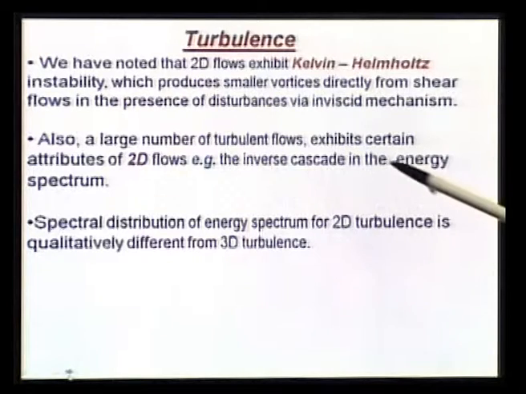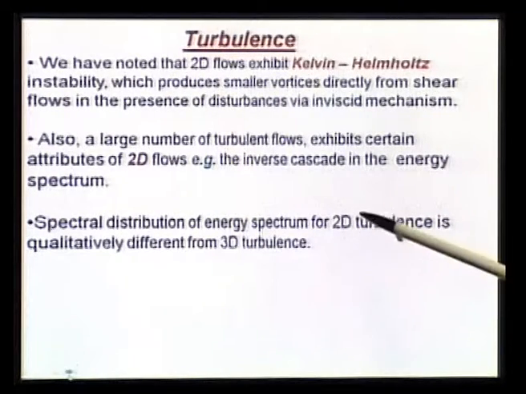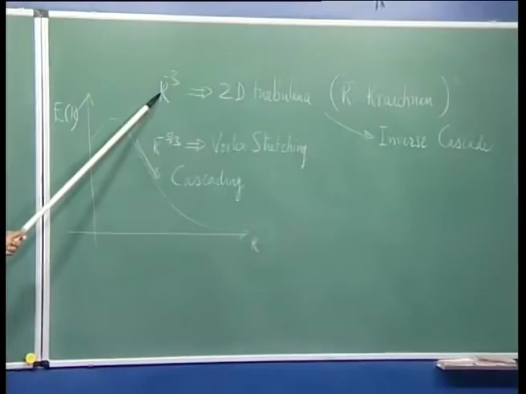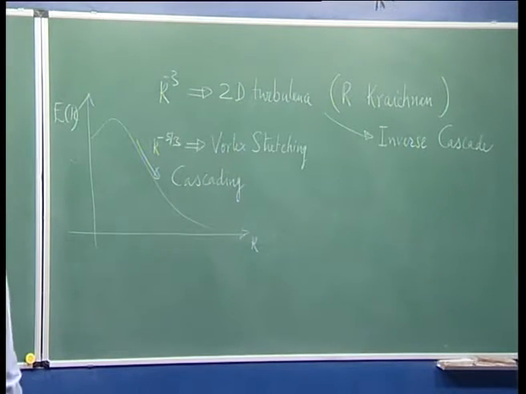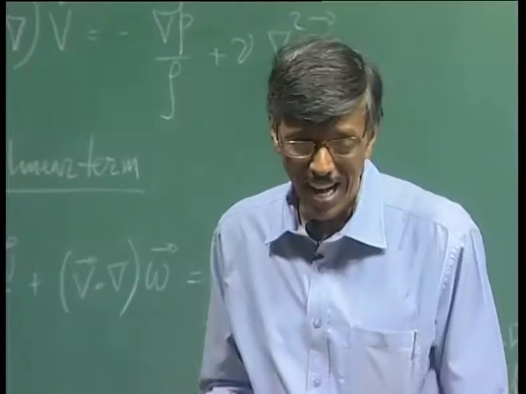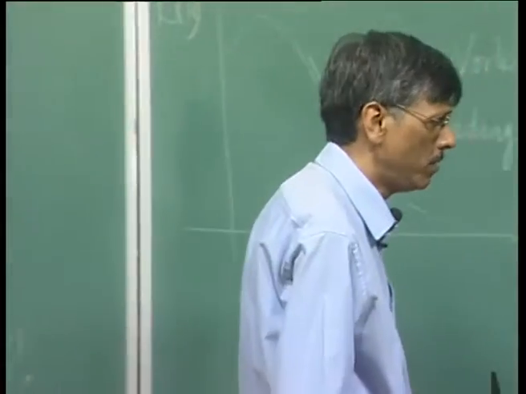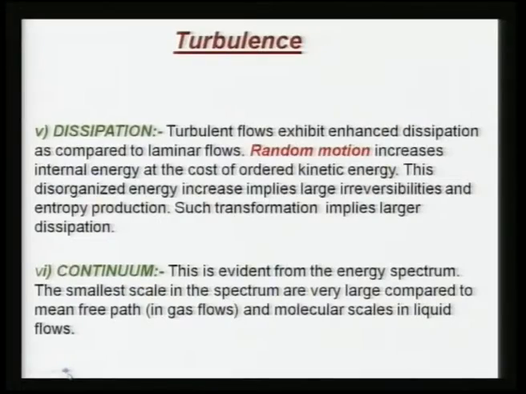We already talked about inverse cascade. So we do see that, and we have already said that the spectral distribution of 2D turbulence is qualitatively different from what you get in 3D flows. And one of the central themes of this course, as we have talked about, is the phenomenon of dispersion.